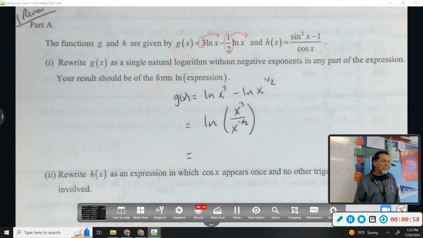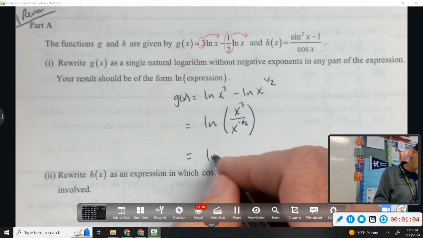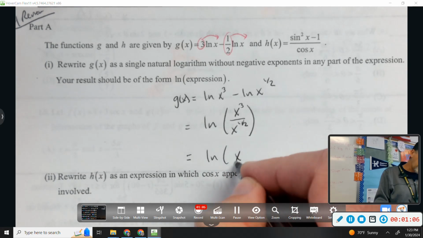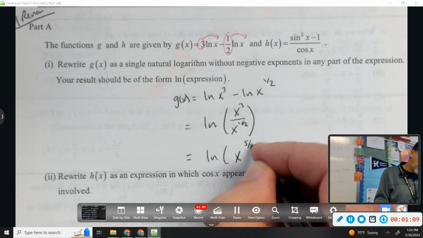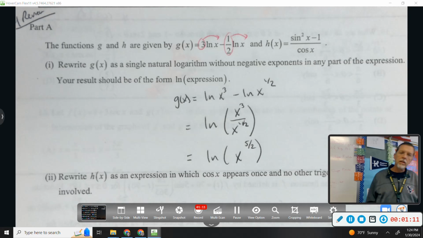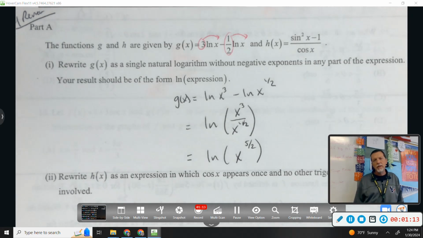And in calculus, that would be a fine answer. But in pre-cal, you need to reduce that. So 3 minus 1/2 would be 2 1/2 or 5/2. That's a property of logs there.